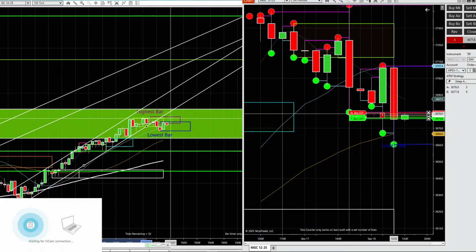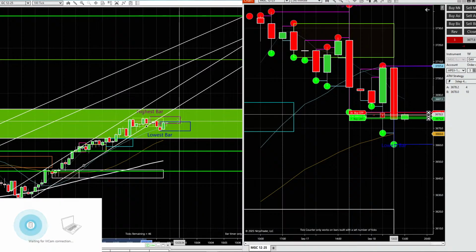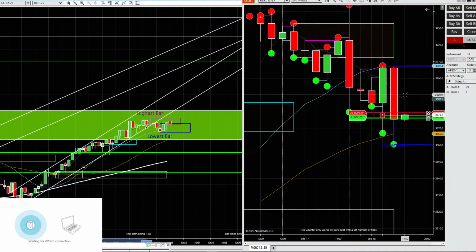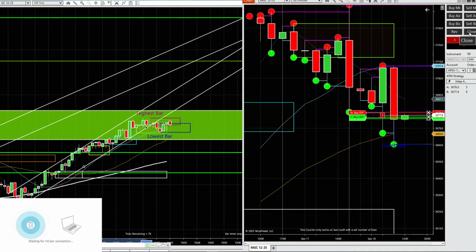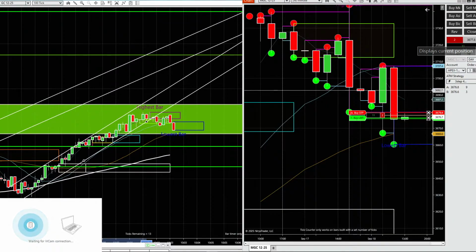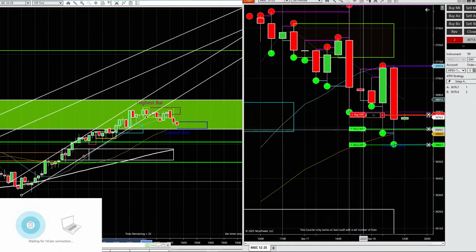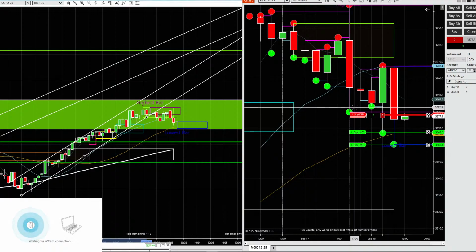And then it failed to get back up with a wick to the high there. This is just going to close back down underneath this bar. If it doesn't, then it's going to try to come back up. Forty ticks left, thirty. It's going to close down there. Target filled. Move this down to the end of this wick here.